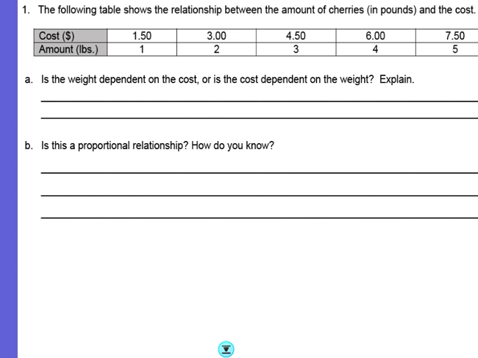Alright, welcome back to video 3. Starting video 3, we're going to do the practice problems that are in your notes. We're starting with number 1.